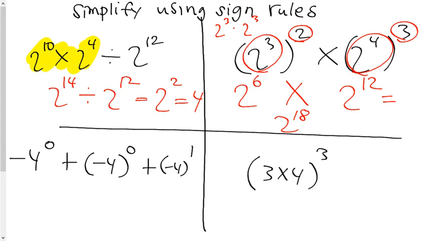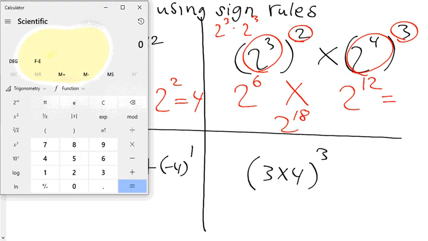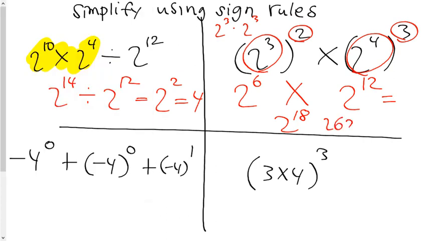That's like a classic exponential growth amount. So 2 to the exponent of 18 is 262,144 in standard form.